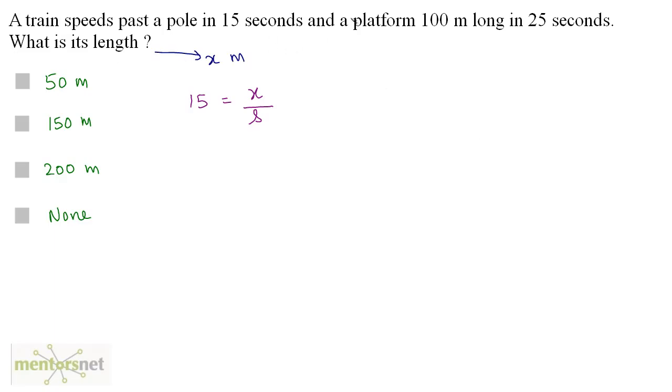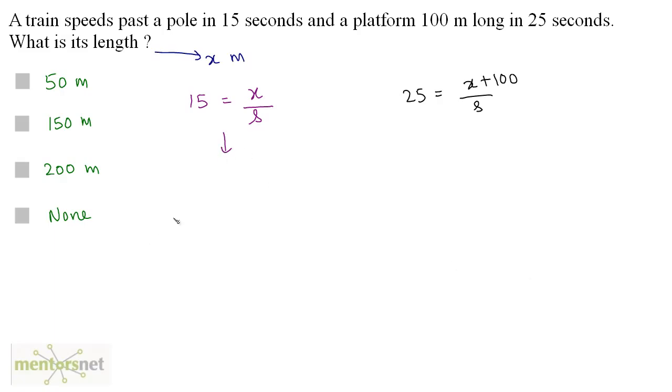This train also speeds past a platform which is 100 meters long in 25 seconds. So we have 25, the time is equals to distance upon speed. The speed is same, which is s. What is the distance? Well, the distance is the length of the train as well as the length of the platform, which is x plus 100. So we have two equations.